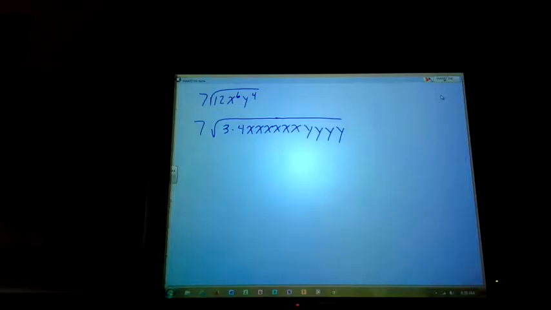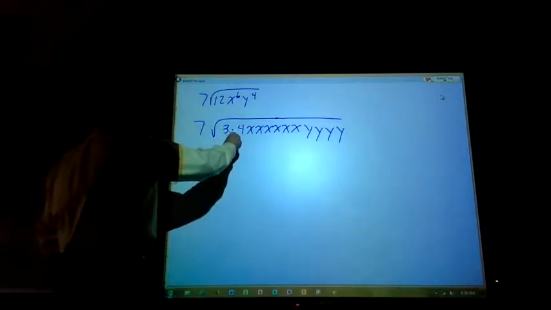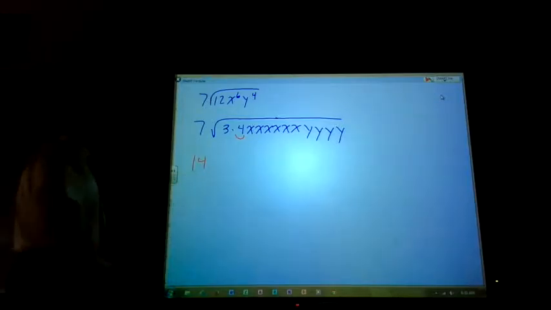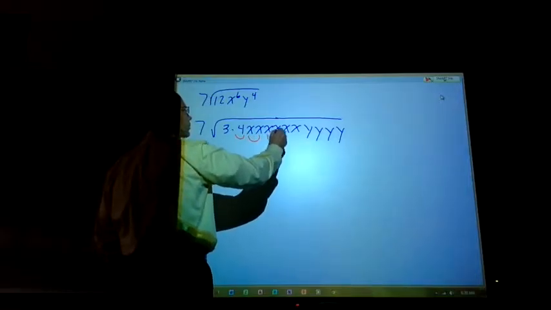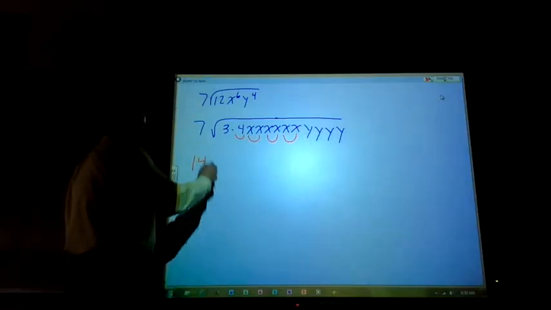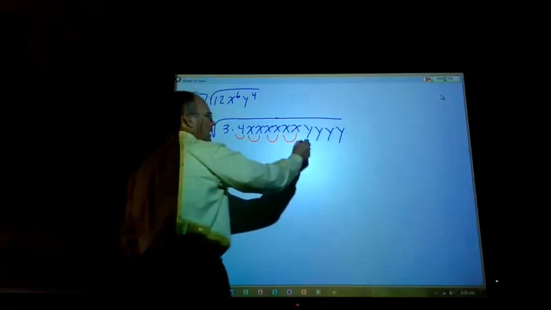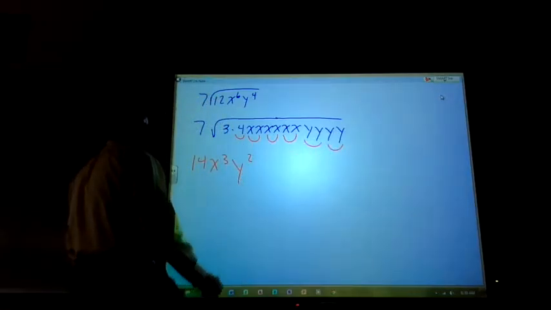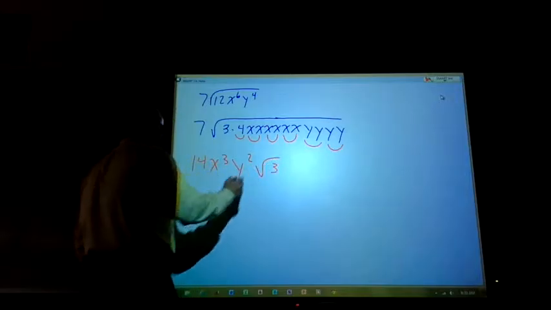What breaks down up there? 4. So what number's outside then? 14. Does everyone see where that came from? Yes. Okay. What's outside? X to the 3rd. Good. What's outside? What's inside? Done.